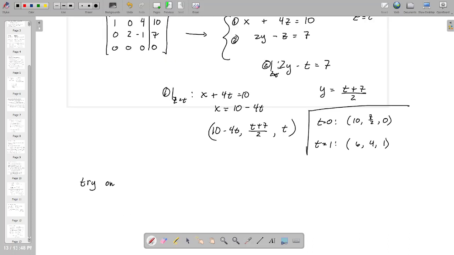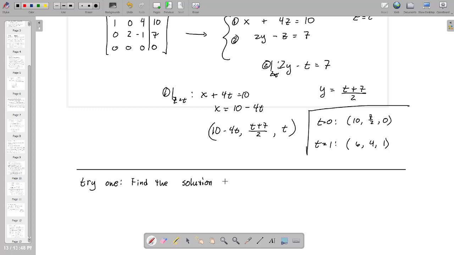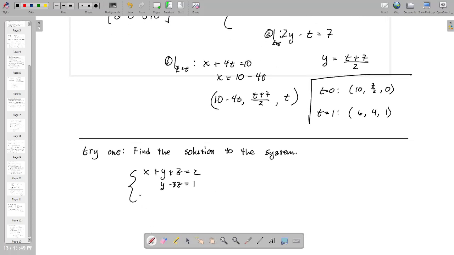Try one on the accompanying worksheet. Find the solution to the system. x plus y plus z is equal to 2, y minus 3z is equal to 1, and 2x plus y plus 5z is equal to 0.